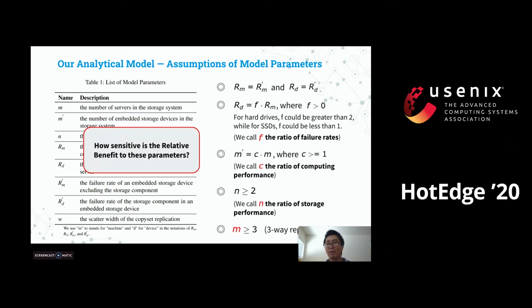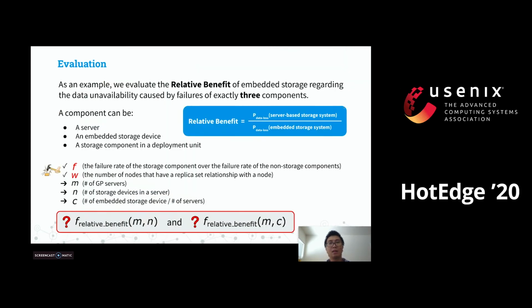The reason that we define all of these parameters is that we want to evaluate how sensitive the relative benefit is to these different parameters. And with all of these parameters defined, we can now define the analytical model. For the detailed mathematical expression of the model, you can refer to the paper.